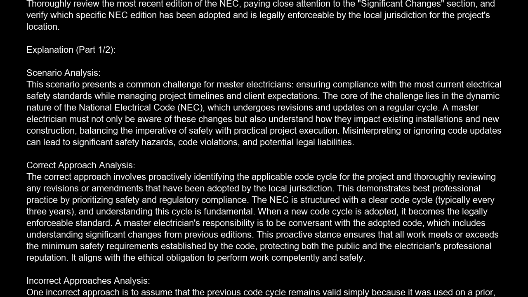A master electrician's responsibility is to be conversant with the adopted code, which includes understanding significant changes from previous editions. This proactive stance ensures that all work meets or exceeds the minimum safety requirements established by the code, protecting both the public and the electrician's professional reputation. It aligns with the ethical obligation to perform work competently and safely.